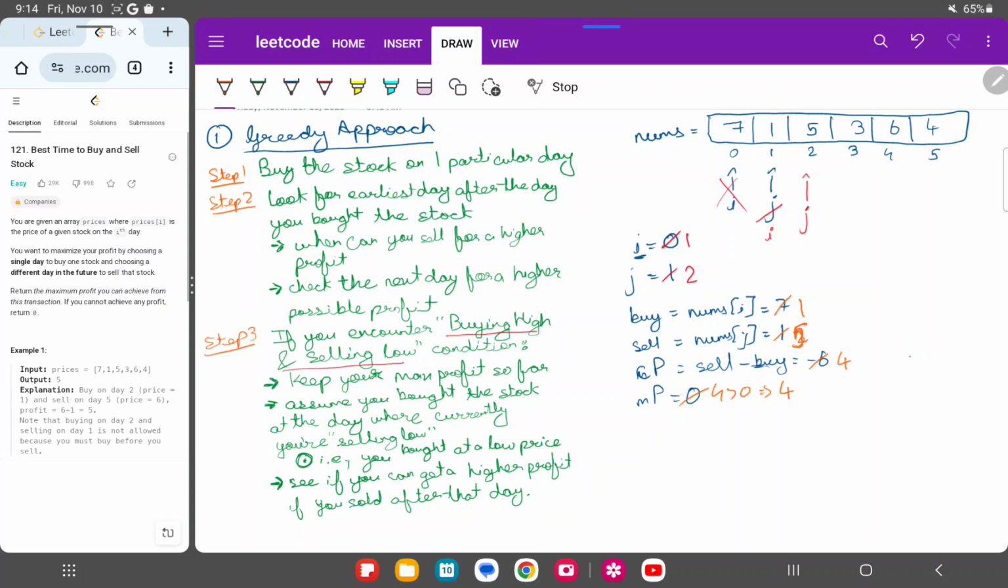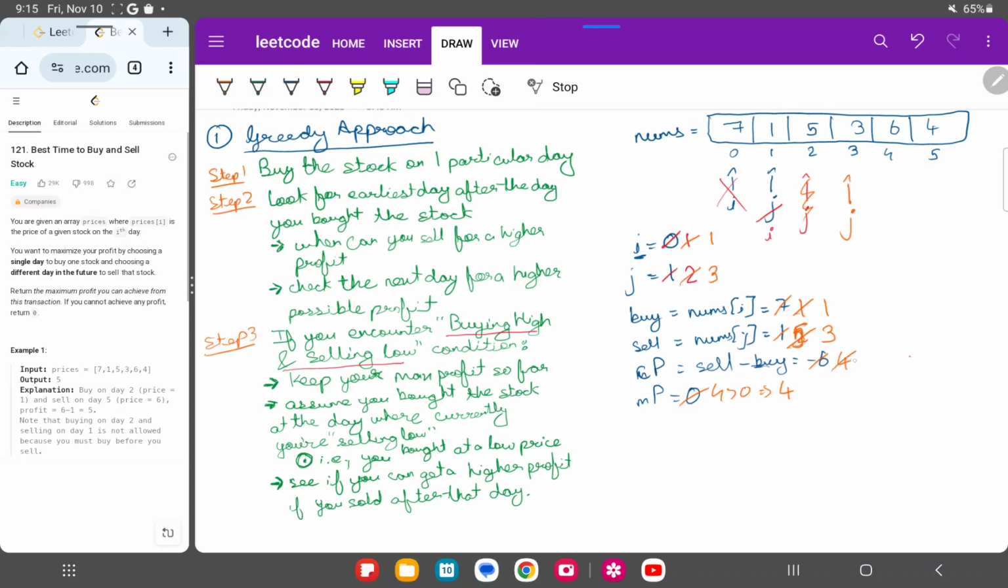Now in the next iteration what we do is we just increment j, because we bought at the stock price 1. Now let's check if we have a higher profit after that. So just increment j, check for the next selling value if you have a higher profit. So let's say if we sell from here, i will remain the same. So in this scenario what happens, i stays as 1, j increases to 2, the buying value is still 1, the selling value is now 3.